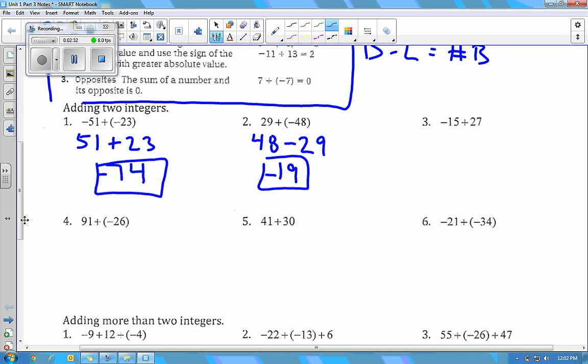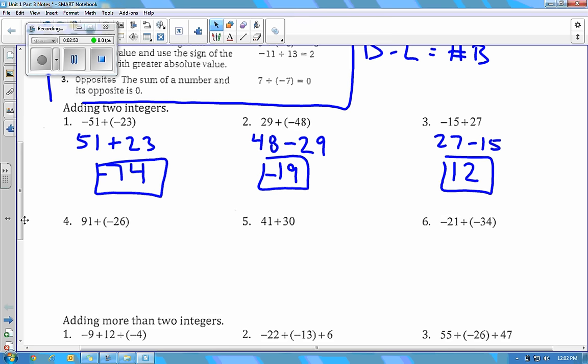Number 3, I have negative 15 plus 27. Again, opposite signs. So I take the bigger one, which is 27, minus the smaller one, which is 15. When I subtract those, I get 12, and I take the sign of the bigger one. 27 was bigger, it was positive, so my final answer is positive.